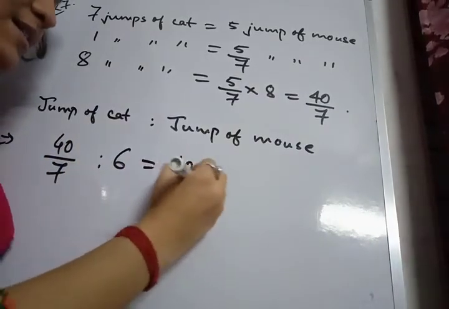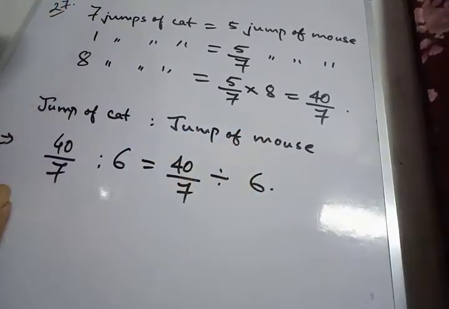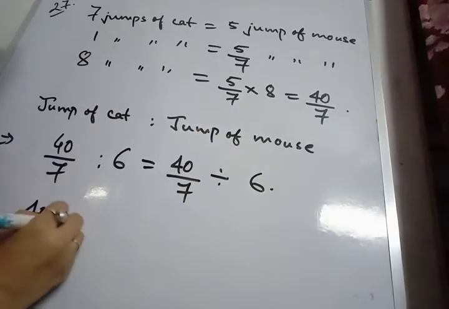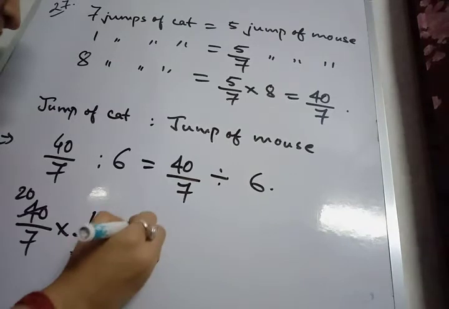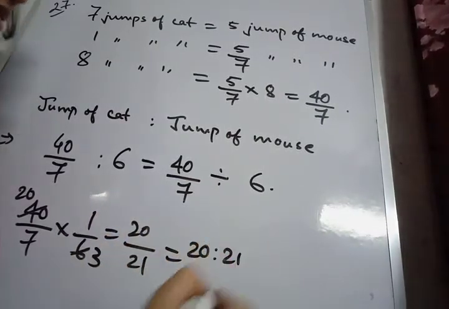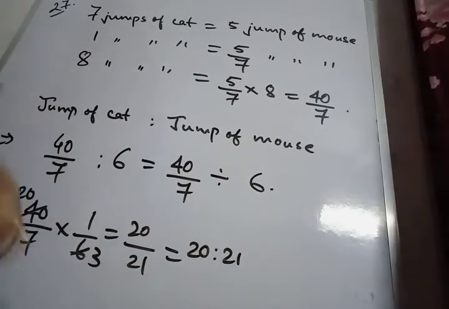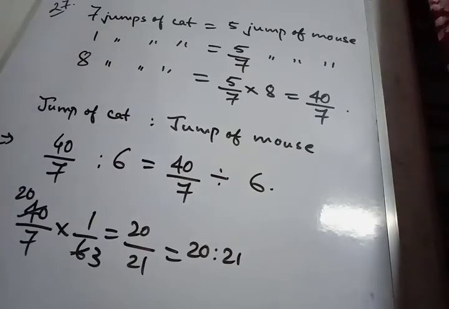So 40 by 7, ratio is denoted as division. If I change the division to multiplication sign, I am going to get 40 by 7 into 1 by 6. So it is equal to 20 by 21, or the ratio is 20:21. Okay. So this is the ratio of the speeds of the cat and the mouse. Okay. Next, sum number 29.